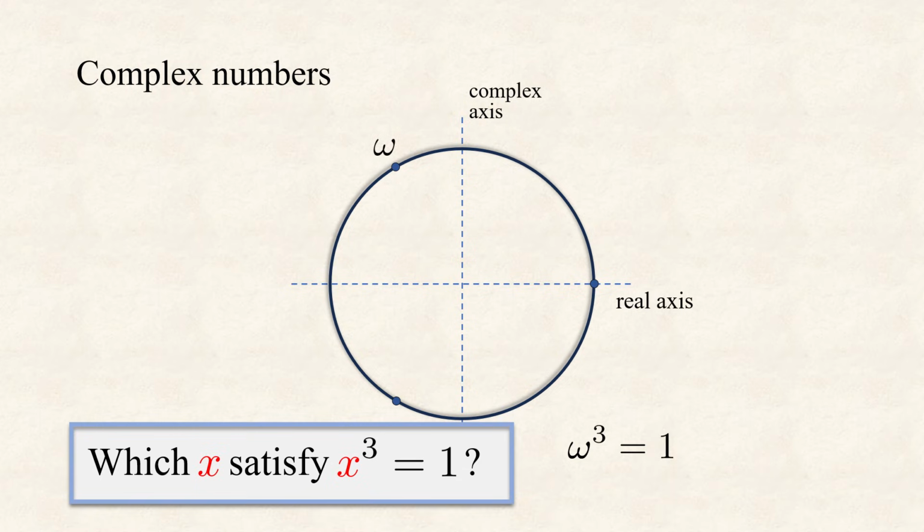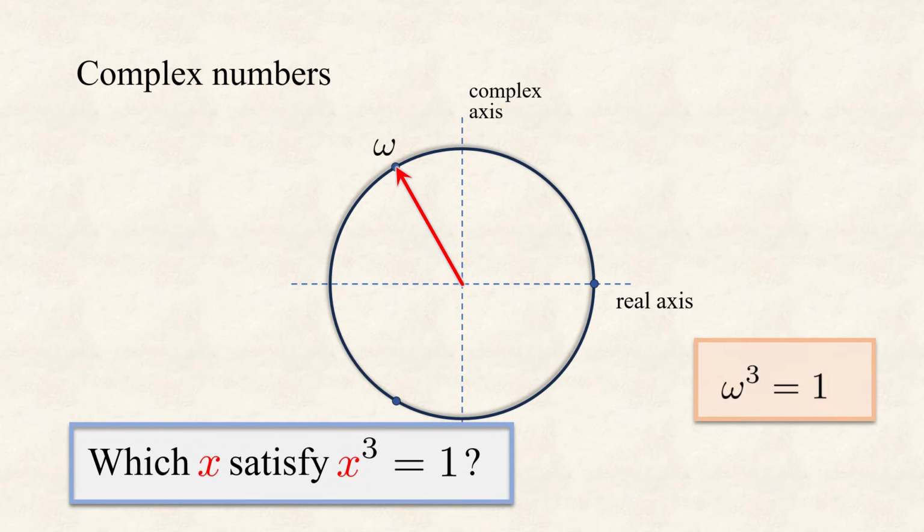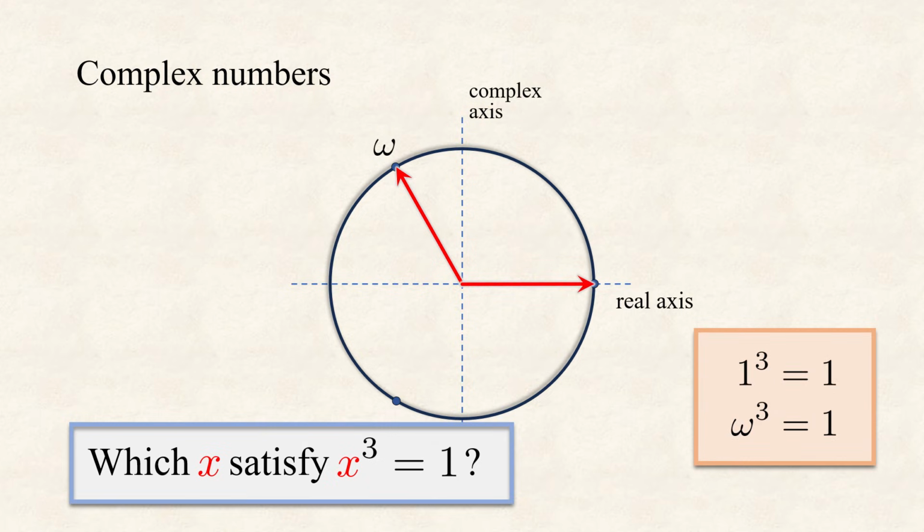Now, I have to mention that using a little Pythagoras, we can find the precise value of omega. It is -1/2 plus square root of 3 divided by 2 times i. However, this precise value actually isn't important. So coming back to the question, which numbers cubed give 1, we have omega as a solution. And well, 1 itself is also a solution.